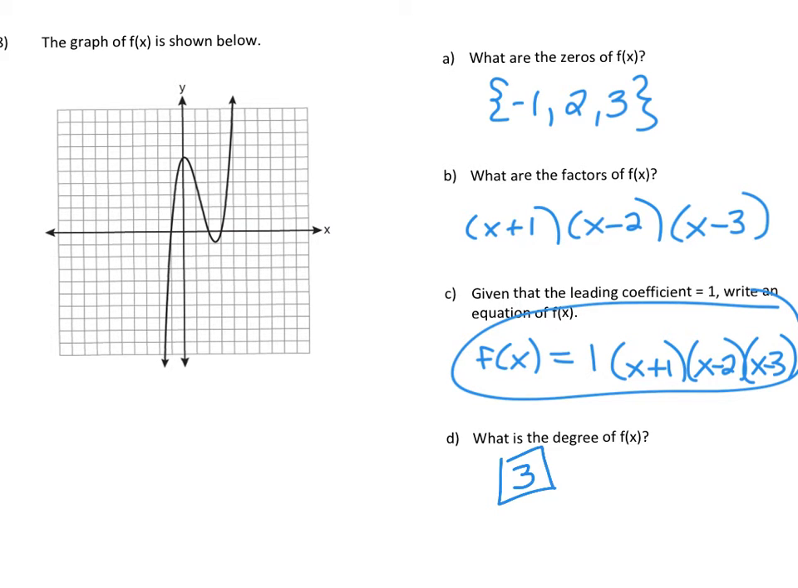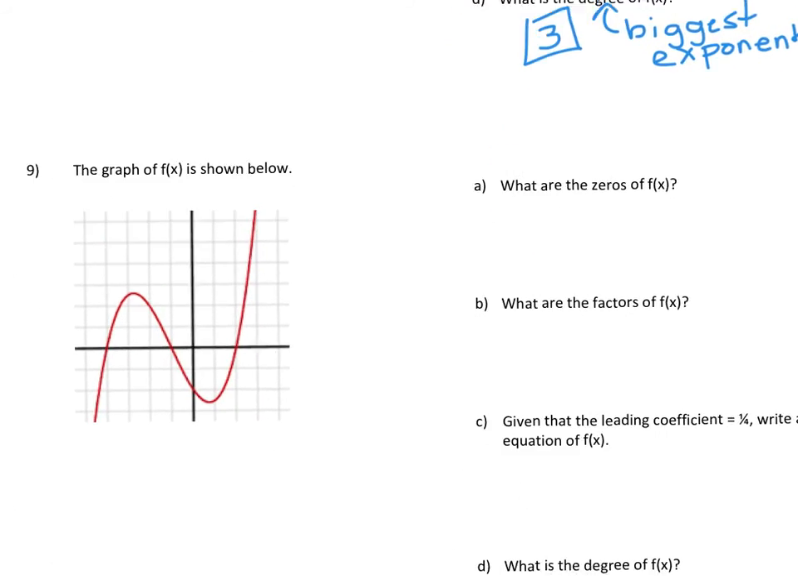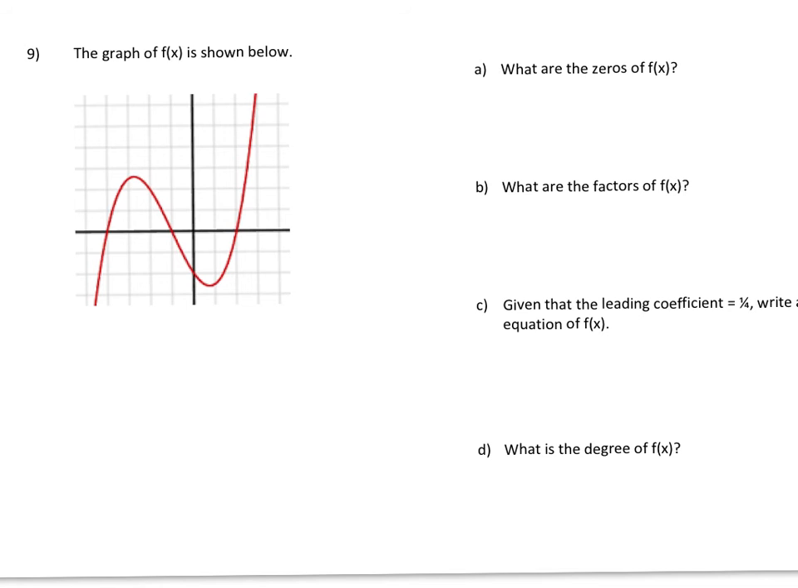All the degree means is basically the biggest exponent of the function. Again, when you have a third degree function, we call that a cubic function. If we take a look at the next one, that's also a cubic. It has 1, 2, 3 directions, going up, down, up. So down here, I'm going to do letter D first, since we were just talking about what the degree is. It is a third degree function.